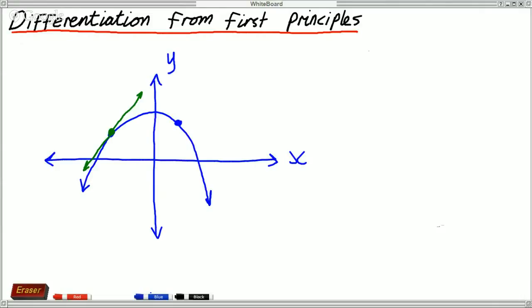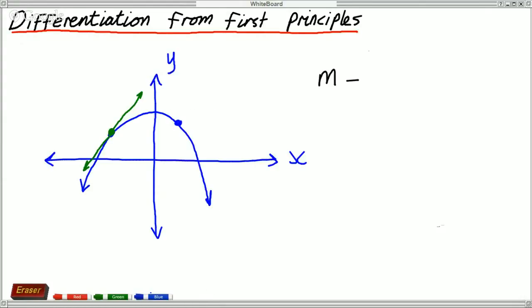In the past, we've been looking at gradients in straight lines, and the gradients are constant on a straight line. But for curves, the gradients can be different at all different values of x on the curve. And to find the gradient at each individual value of x on the curve, that process is known as differentiation. And that's what we're going to have a look at now.